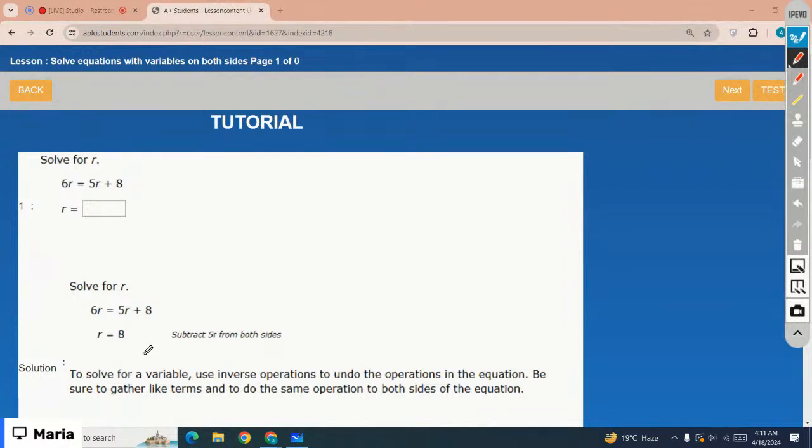So to solve for a variable, use inverse operations to undo the operation of the equation. Be sure to gather like terms and do the same operations to both sides of the equation. Basically, these are the rules you have to follow. You have to do inverse operations to undo the operations. You have to gather the like terms and you have to perform the same operations on both sides of the equation.